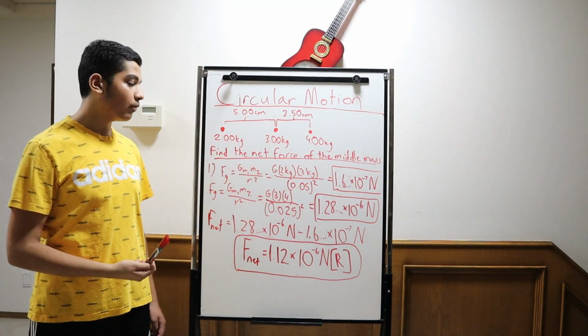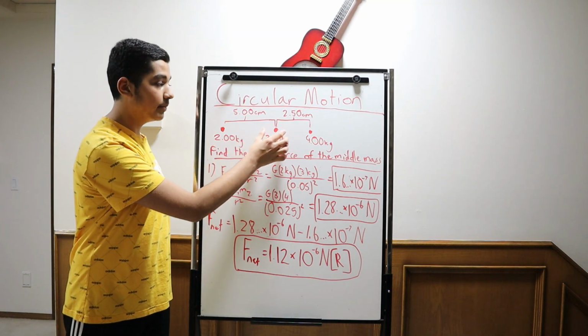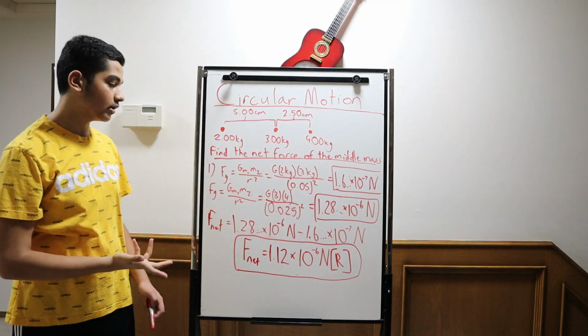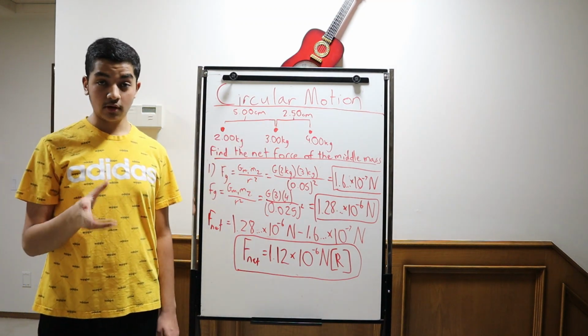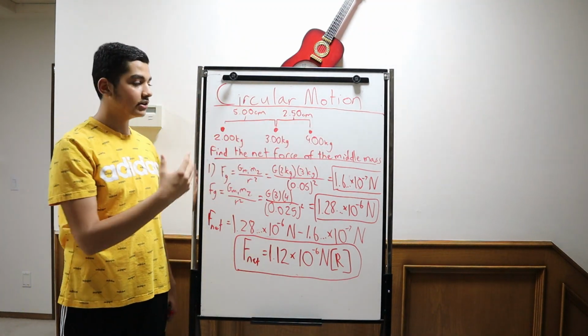Now what the question wants us to do is find the net force that's acting on this middle mass. So what's the net force that's actually acting on this point mass here? The first thing that we have to do to solve this is isolate both sides and see the net forces that are acting on them.